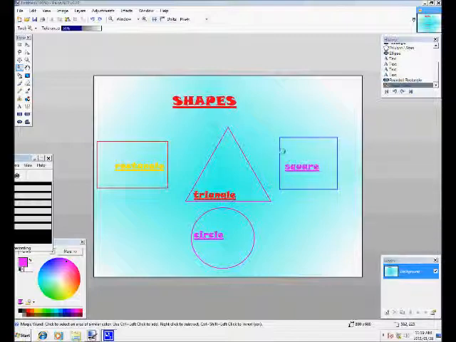The square has four equal sides. All of these corners, just like the rectangle, are equal to 90 degrees. Now, just like the rectangle, all opposite sides are parallel, basically all the sides are parallel because it's a square.